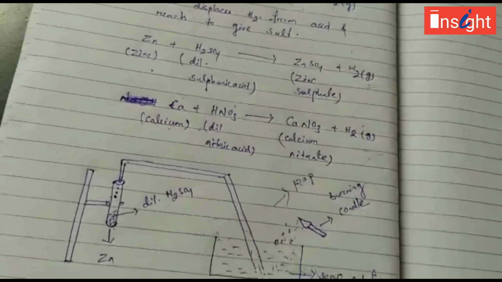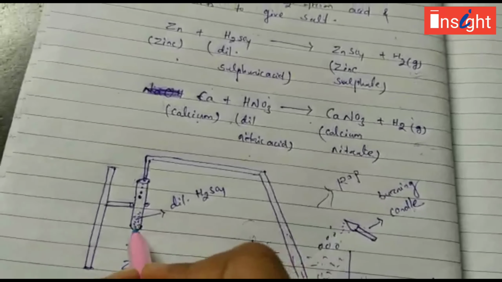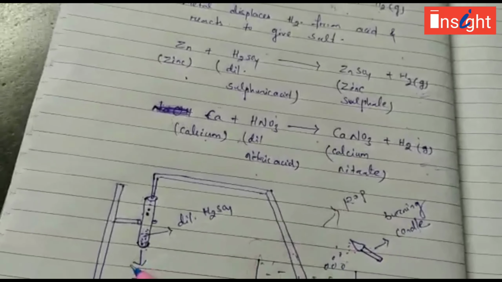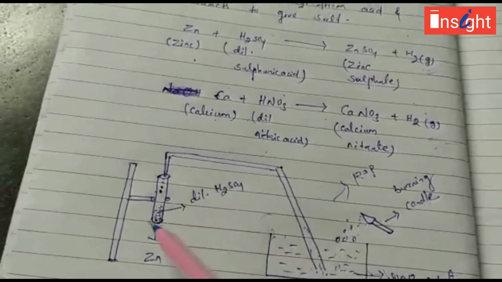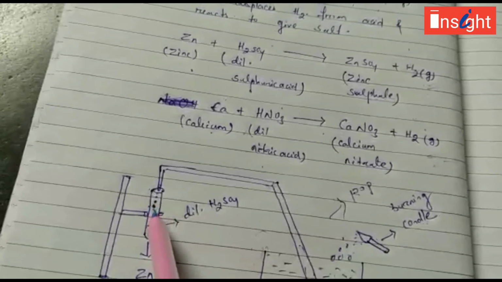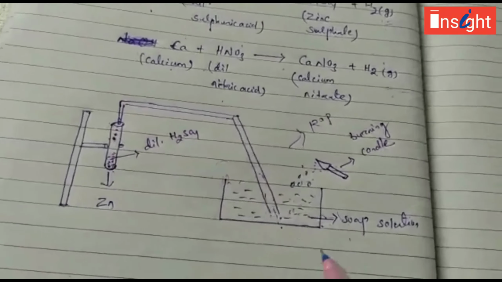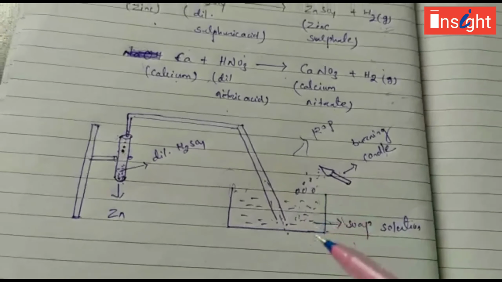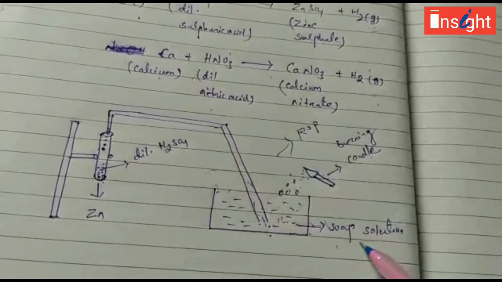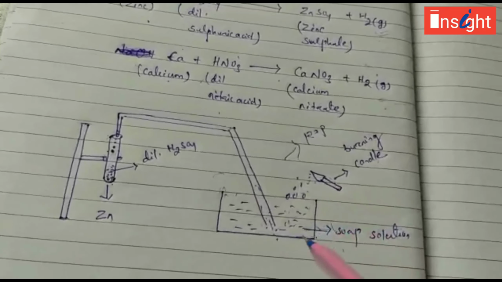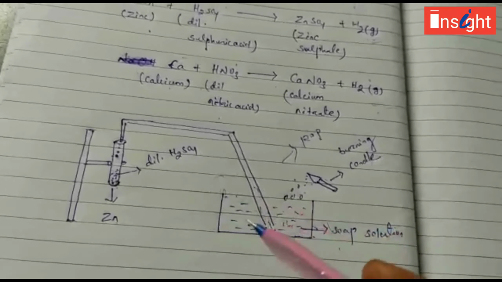To know it, we will do a setup where we take a few zinc granules and dilute H2SO4 in a test tube. When zinc granules and dilute H2SO4 come in contact, the gas is released. That gas we will pass through a tube into soap solution, because if it is hydrogen gas, we will come to know with the help of soap solution, because hydrogen gas doesn't get dissolved in the soap solution and tries to escape out of it.